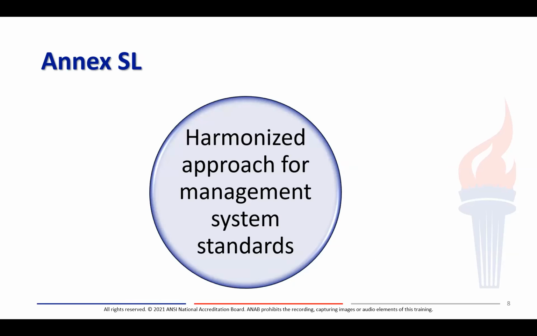The common text and terminology are housed in Annex SL of the ISO IEC Directives Part 1. Again, this allows for a harmonized approach for management system standard development and revisions. Appendix 2 of the Annex provides further details on the harmonized structure, as well as guidance for management system standard writers. So even ISO recognized that organizations may use multiple standards to implement and maintain a management system, and these directives and Annex aid in ensuring those standards are aligned and harmonized before they are published for use by organizations.